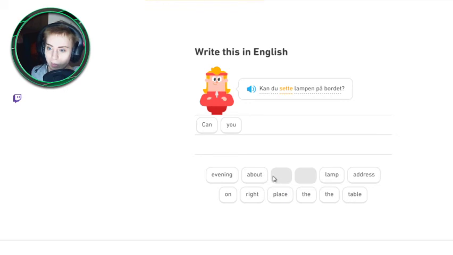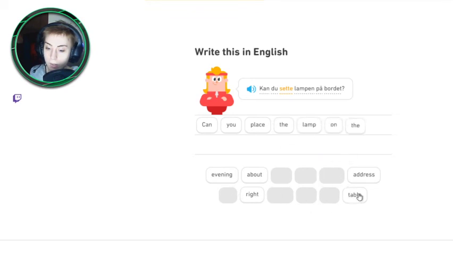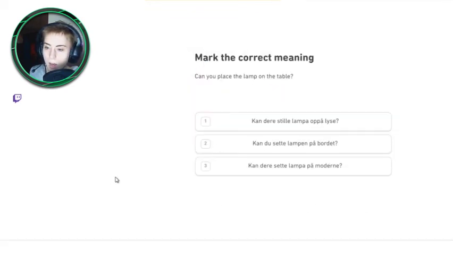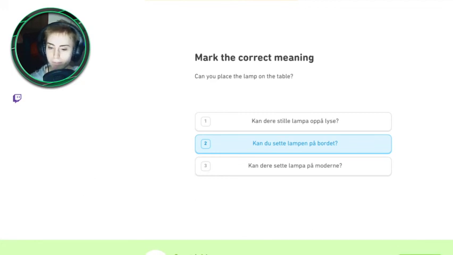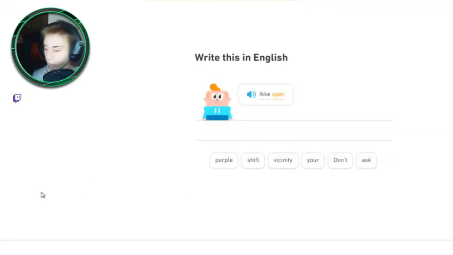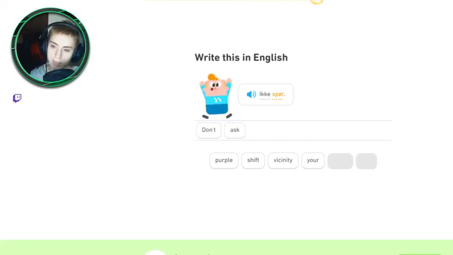Now we're doing a little nicer. Can you set or place the lamp on the table? Ooh. This is new. Can you place the lamp on the table? Kan du, I think it's singular, not plural. Sette lampen på bordet. Yep. Ikke spør. Do not. Don't ask. Ikke spør.